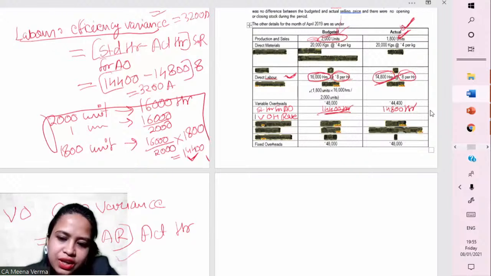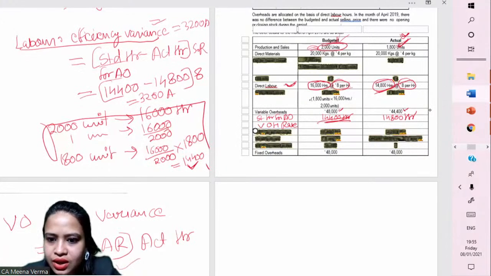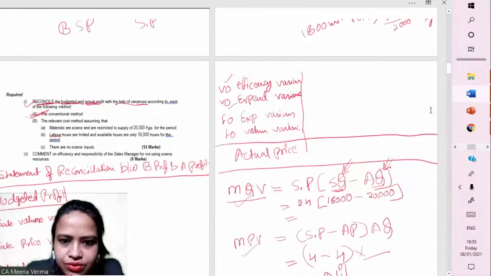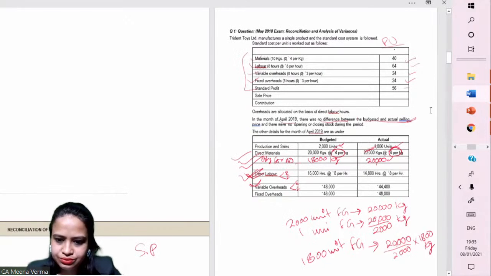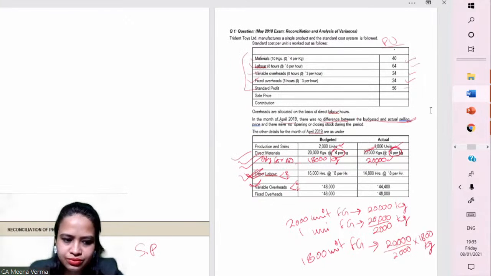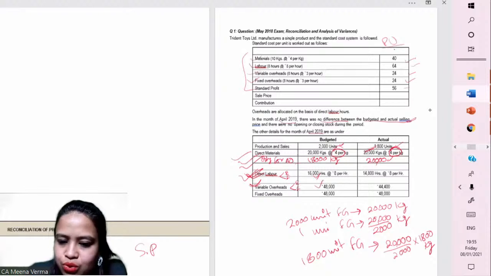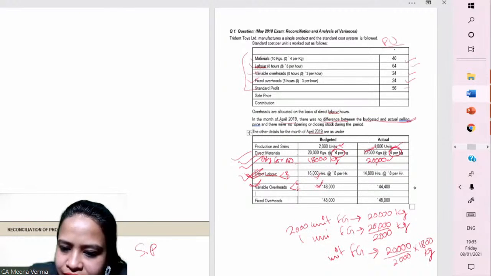How will you find this variable overhead rate? What is the variable overhead? This is the variable overhead. And for finding the rate, you have to divide it. Yes, this is the question I have. If you want to find the variable overhead rate, you will divide the standard variable overhead by the standard labor hours. So this way you will get the variable overhead rate.